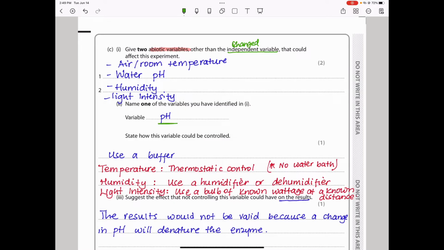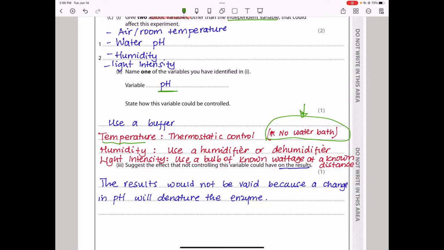Part 2 says, name one of the variables you have identified in one. I used pH, and then they say state how this variable could be controlled. We control pH using a buffer. If you had chosen temperature, then you can use a thermostatic control. In this case, because snails are not in water, do not say water bath. You say thermostatic control, maybe in a room where the temperature is thermostatically controlled. A water bath usually works if substances are going to be dissolved in water or in an area where water can come in.